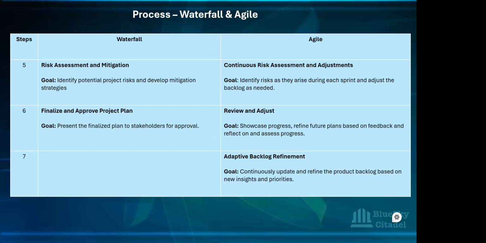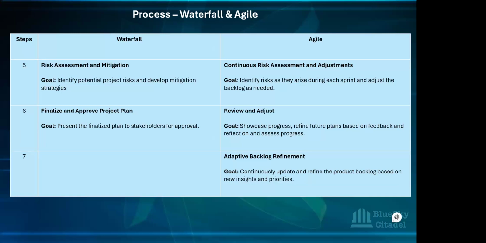It's just a time to look at and assess our progress. Could we have dealt with negative feedback better? Put a plan in place in order to assess it and plan things better, in order to get better with the way we're working. And then the last step for Agile there is the adaptive backlog refinement.